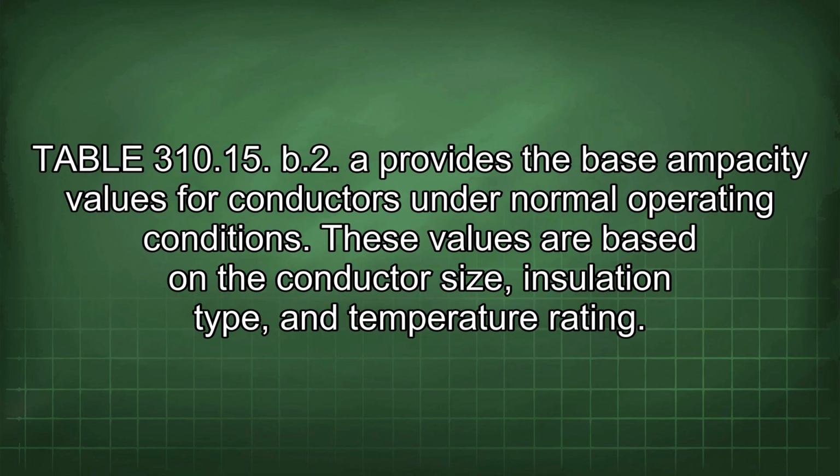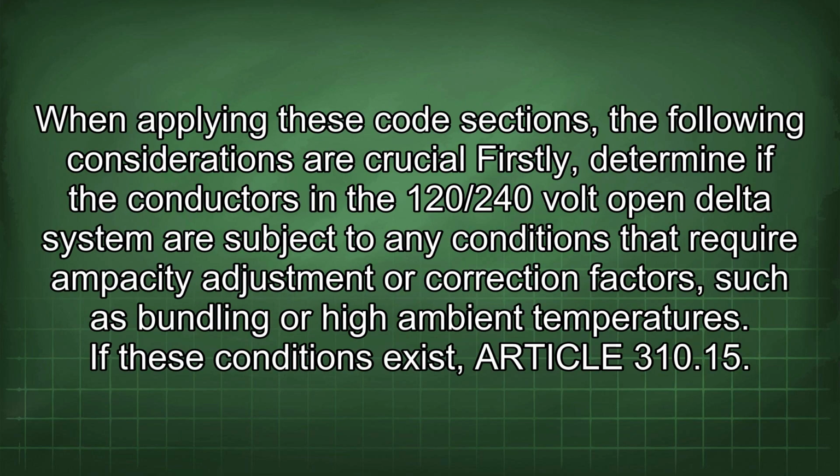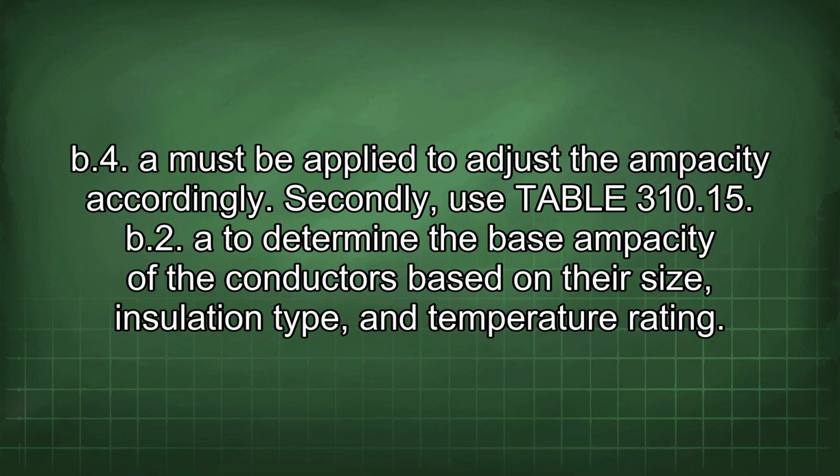Table 310.15(B)(2) provides the base ampacity values for conductors under normal operating conditions. These values are based on the conductor size, insulation type, and temperature rating. When applying these code sections, the following considerations are crucial. Firstly, determine if the conductors in the 120/240 volt open delta system are subject to any conditions that require ampacity adjustment or correction factors, such as bundling or high ambient temperatures. If these conditions exist, Article 310.15(B)(4) must be applied to adjust the ampacity accordingly.